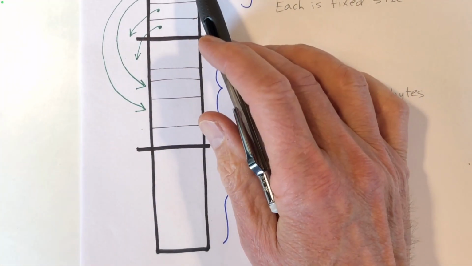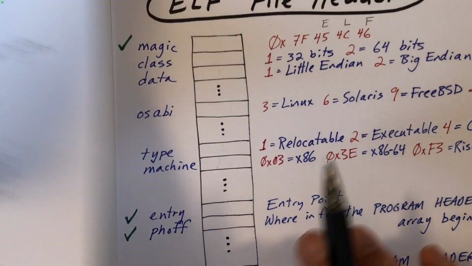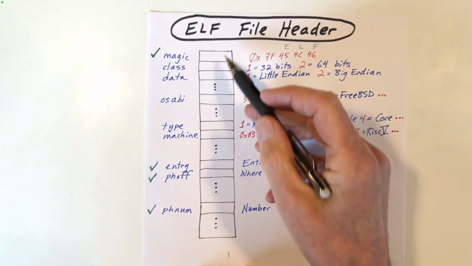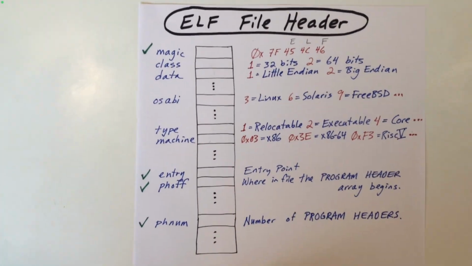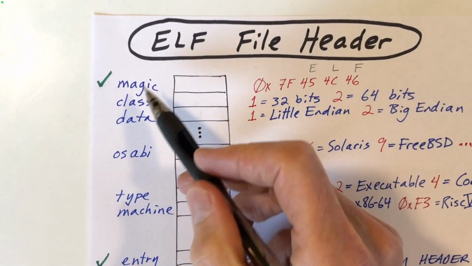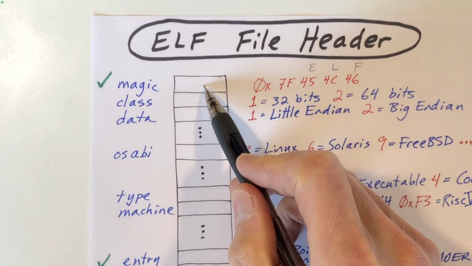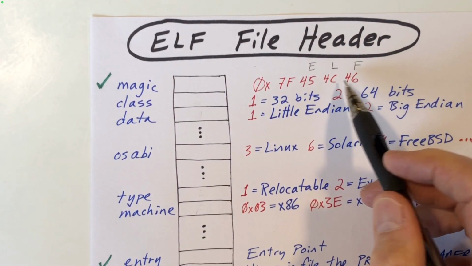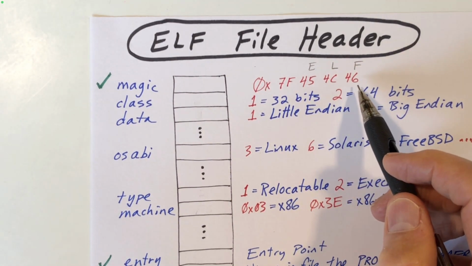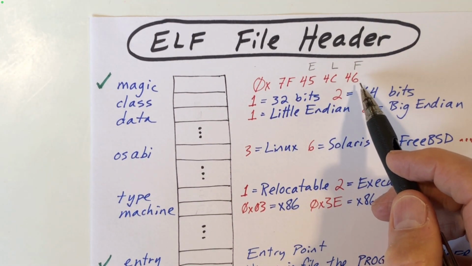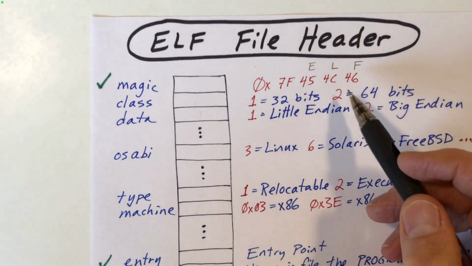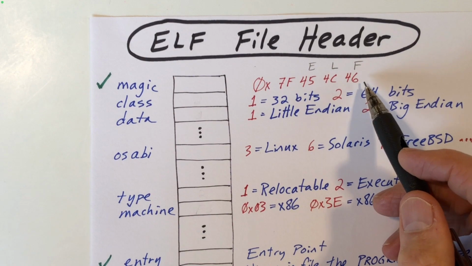Now let's take a look at the file header here, and I'm showing it in more detail here. There are a number of fields, and let's go through some of these. The first is the magic number, and this should contain exactly these 4 bytes. These can be checked to make sure we're dealing with an ELF file. If there's a mismatch here, then clearly this file is not an ELF format file.